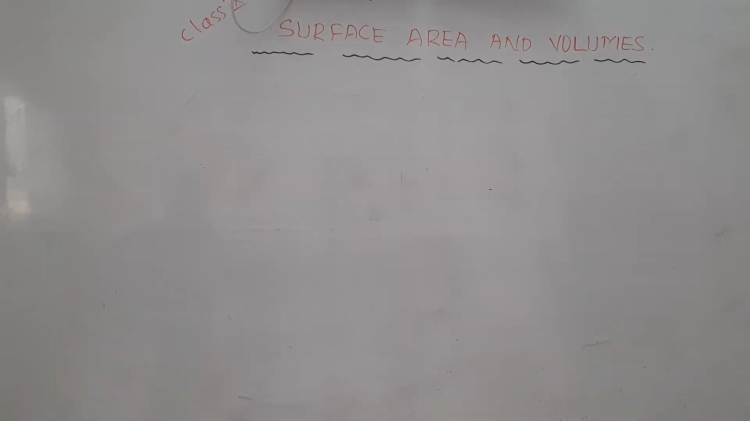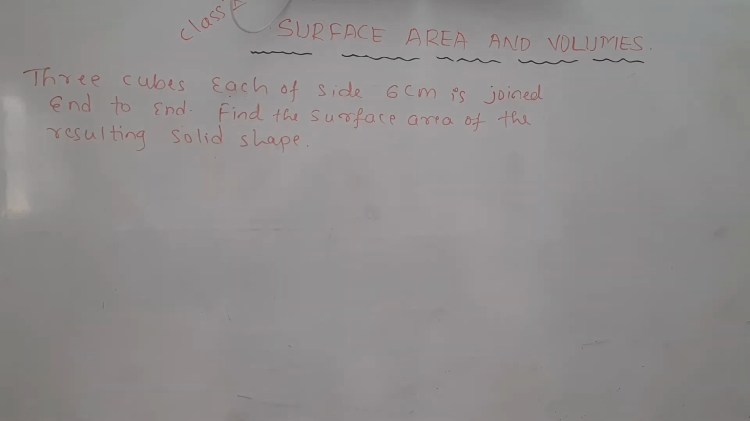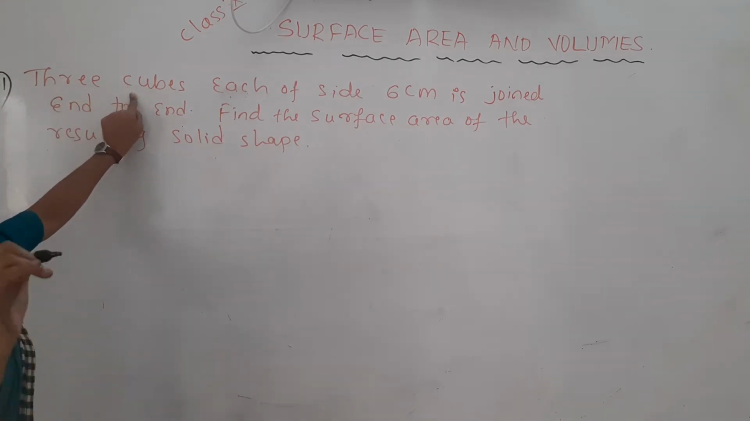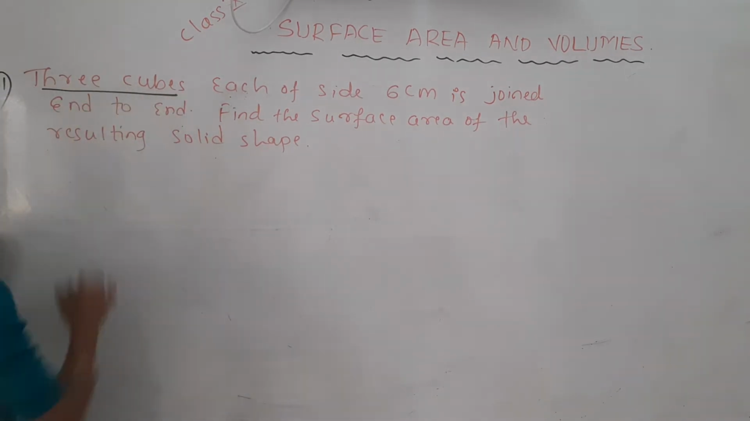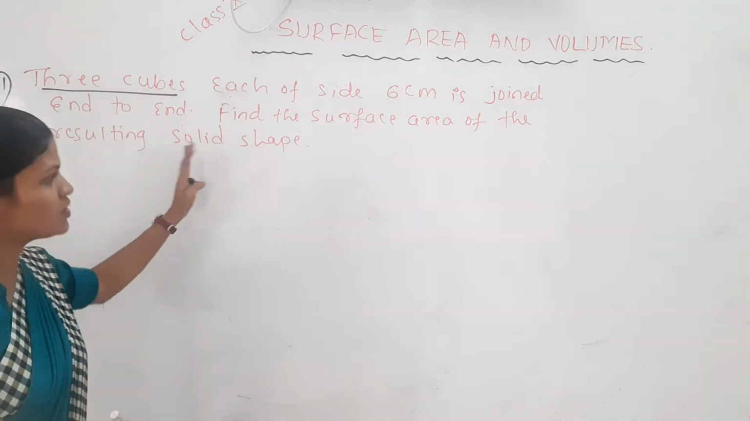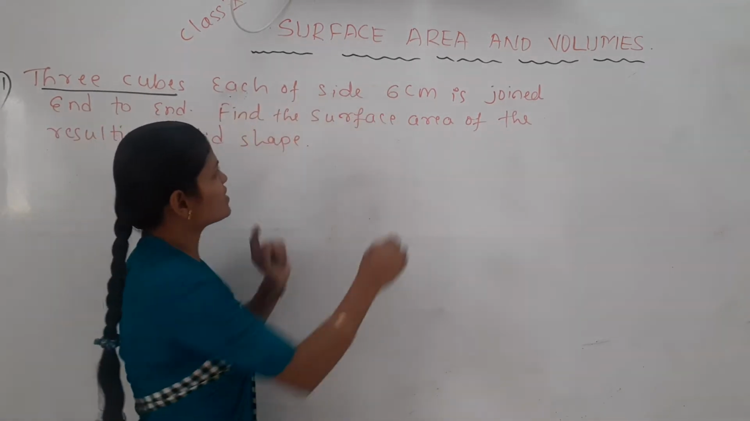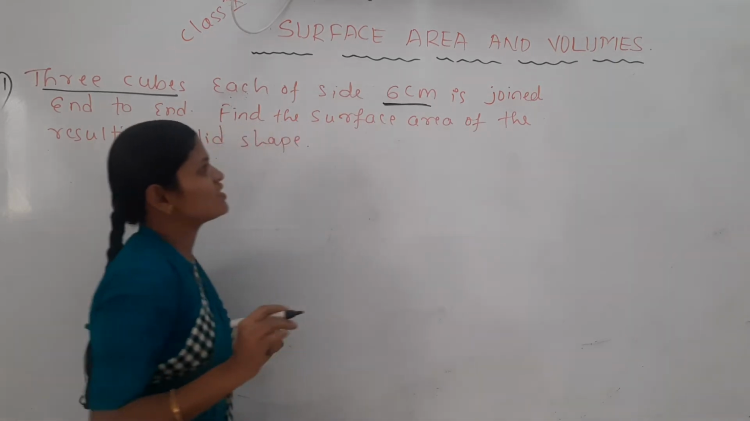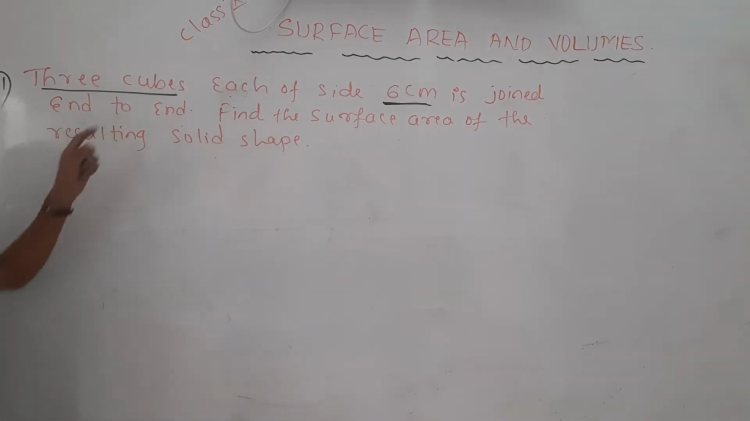Okay, take your first question. Three cubes. It is the first type of problem. Three cubes means same solid shapes. Three same cubes, each of side is 6 centimeter, is joined end to end.